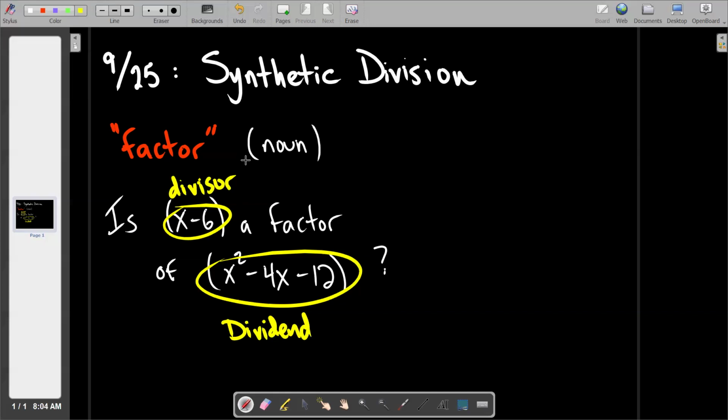So when we set it up, we're going to pay close attention for our dividends to the numbers, and I'm going to switch colors here. So look for the purple. 1 is in front of x squared, -4 is in front of x, and -12 is right there. You see those 3 purple numbers? I'm going to transfer them over here.